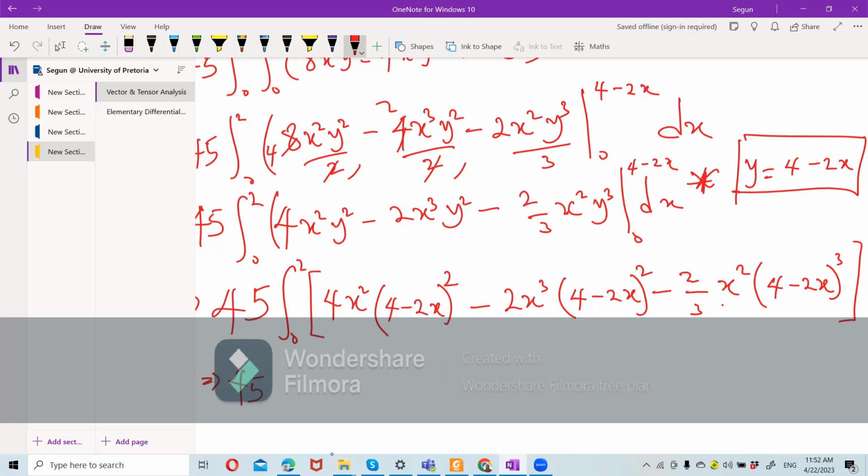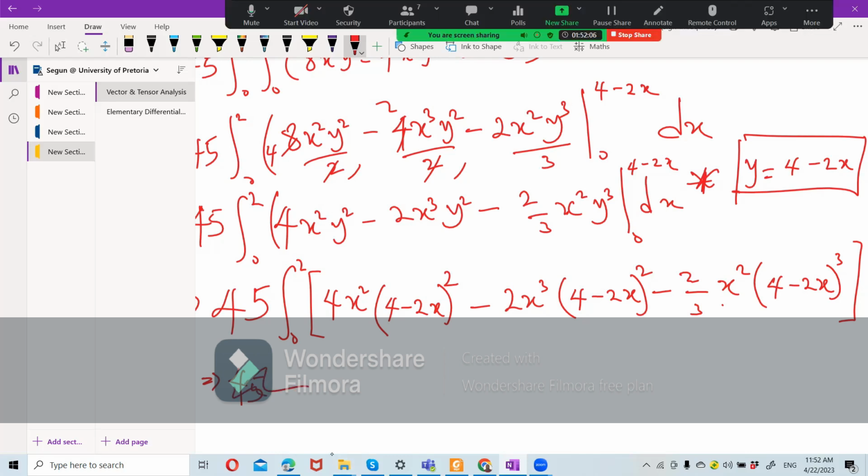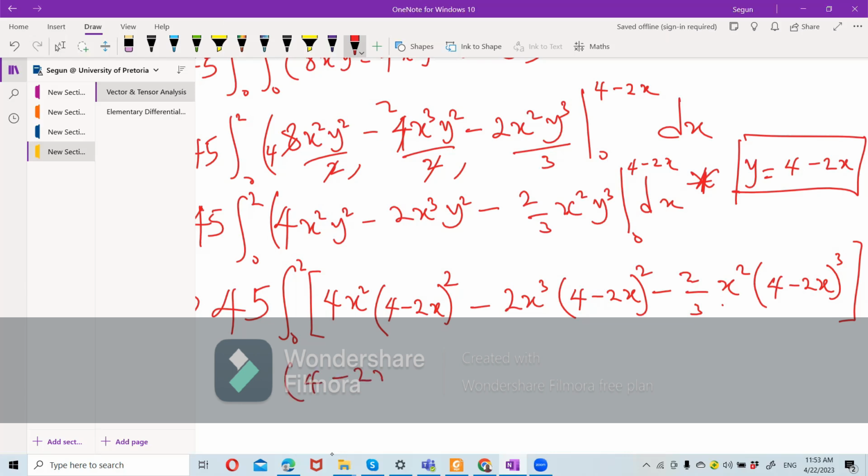I will explain the way you will do it, and you will do it now, because I have to join another class. All you need to do is expand this one, 4 minus 2x. Once you expand this, you automatically expand this one. You can factorize one out of this and substitute it, because you need to integrate first before you substitute the limit. I hope I'm clear.